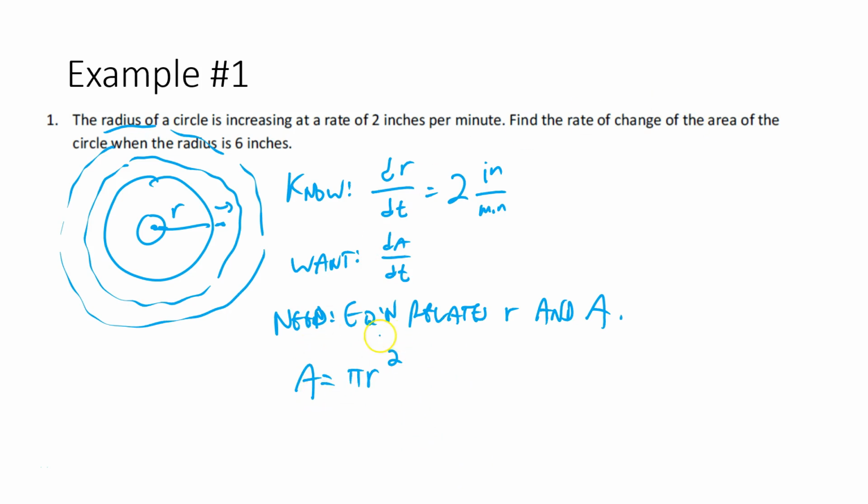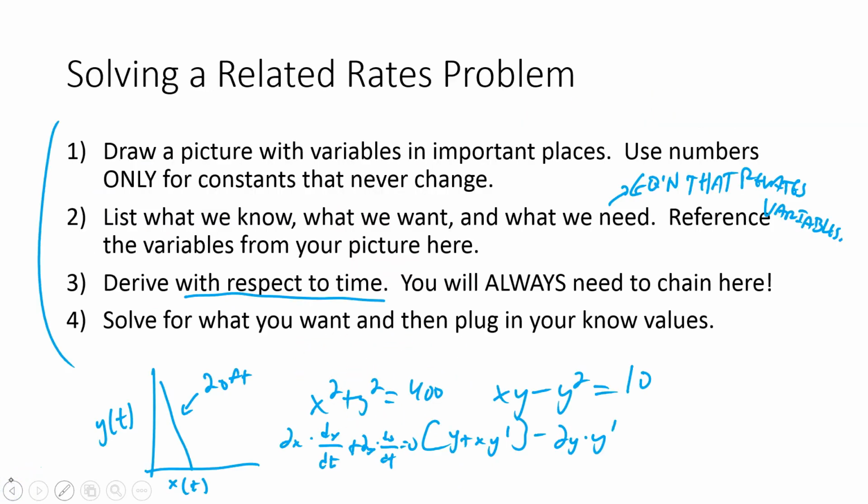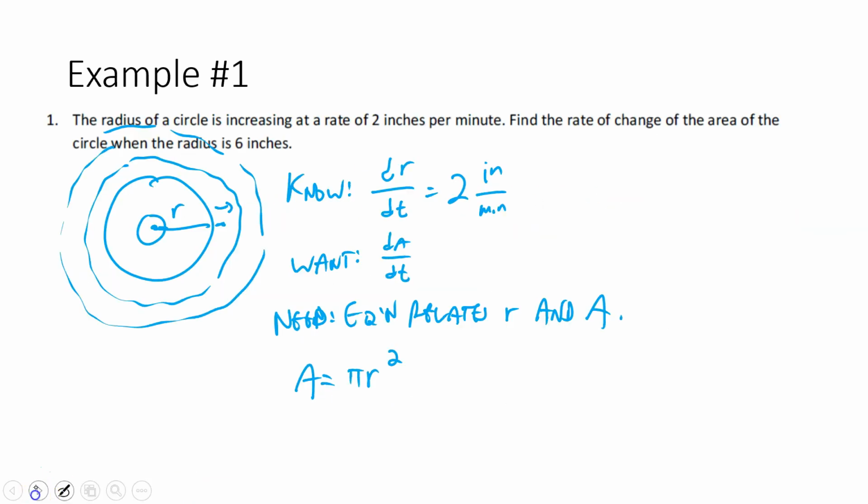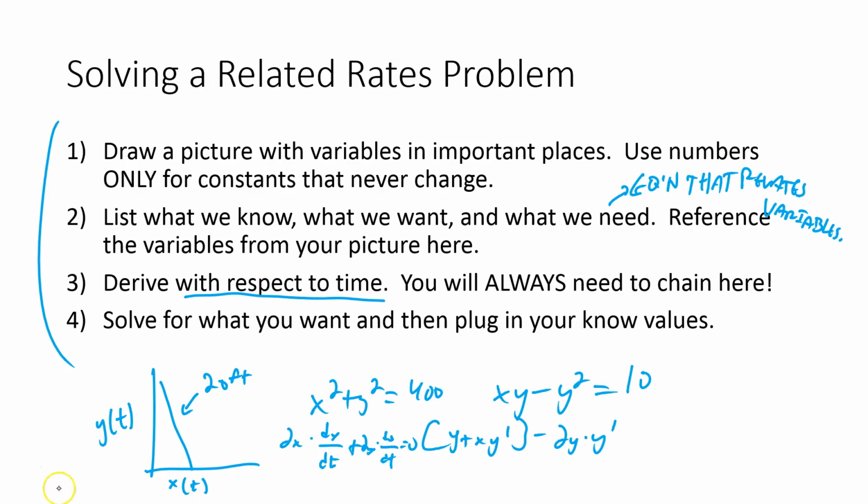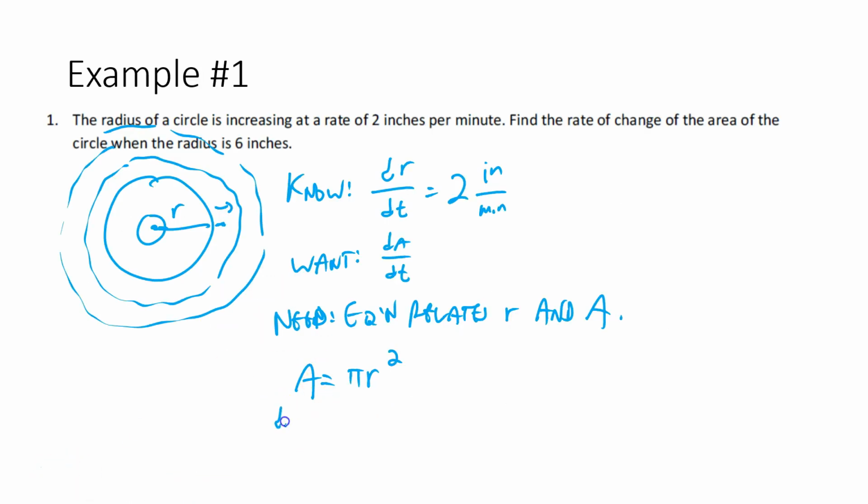Now we're going to take the derivative of everything with respect to t, right? So we do have a picture. We listed what we know, want, and need. That's what we have right here. And we now derive with respect to time. So the left side here isn't too bad. It's just dA dt. The derivative of area is just derivative of area.